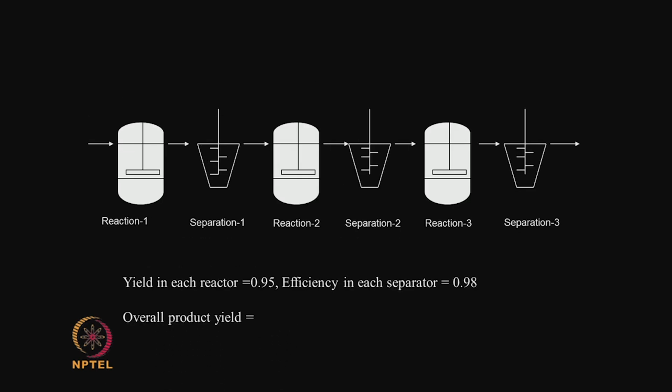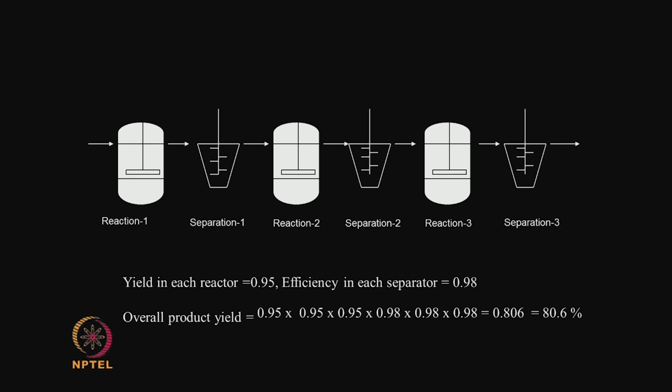You have 3 reactors or 3 fermenters and we have 3 downstream units like this. The yield in each of the reactors is 0.95, 0.95, 0.95 and each of the downstream is 0.98, 0.98, 0.98. So, if you multiply all of them to get the overall product yield, what do you get? You get 80% only. That means 20% of your product is not getting recovered at all in your downstream.